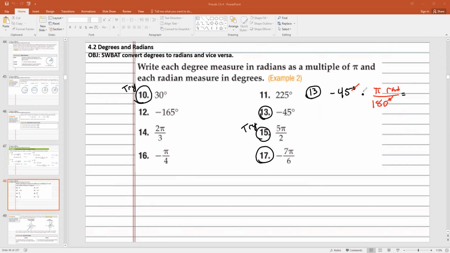You'll see it later. Here you have negative 45. So what goes into 45 and 180? Actually, 45 goes into 180. How many times? 4 times. And 45 goes into 45 once. So here we have negative 1 pi over 4, or just negative pi over 4. That's 13. And then why don't you try 15?